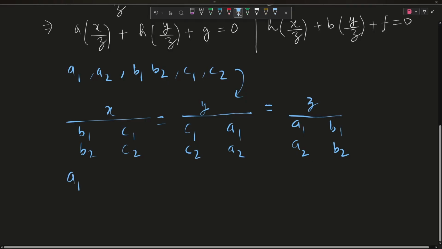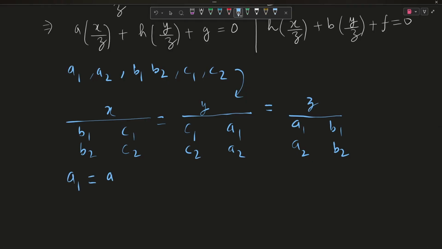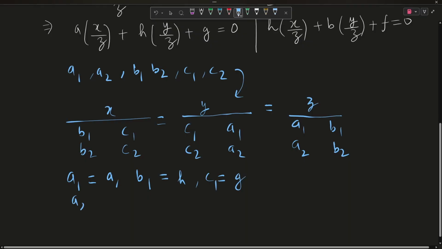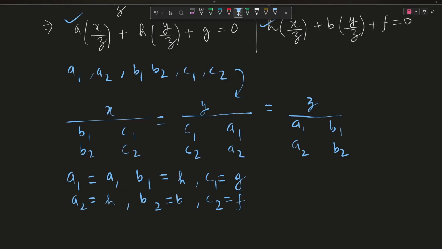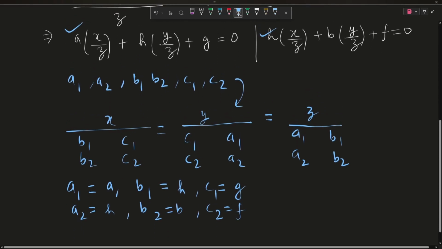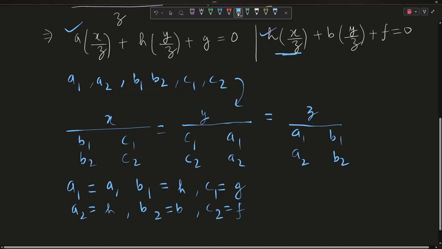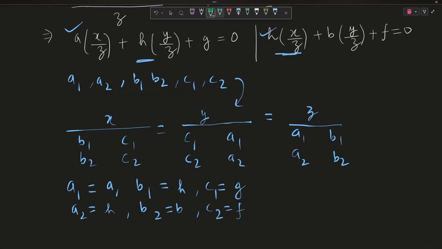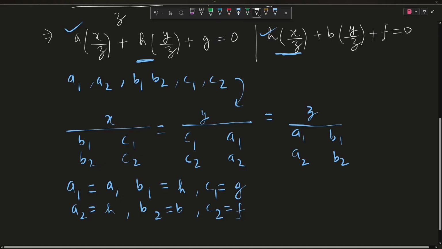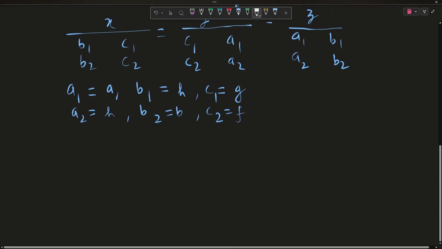The values of a1 is a, of b1 is h, of c1 is g, of a2 is h, of b2 is b, and of c2 is f. I'm just taking the values from these two equations. Okay, so now we will substitute the values.